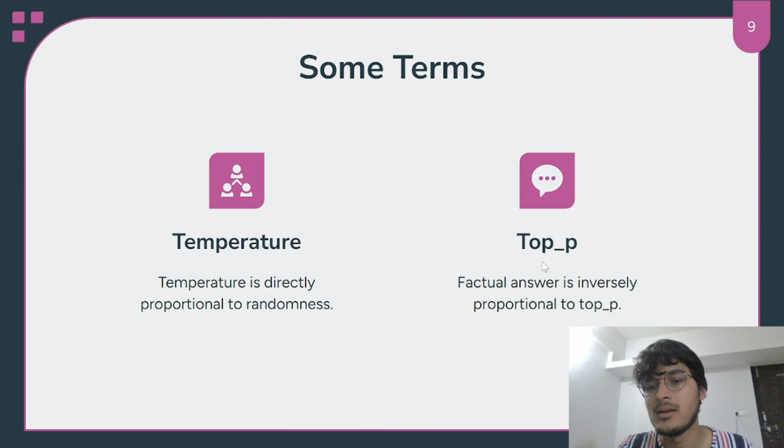Then top P. Top P is basically called nucleus sampling. It is inversely proportional, like if the value of top P increases, then your factual answer will decrease. If you want a factual answer, then the value of top P should be less. So these are some basic terms. You can explore more about it.